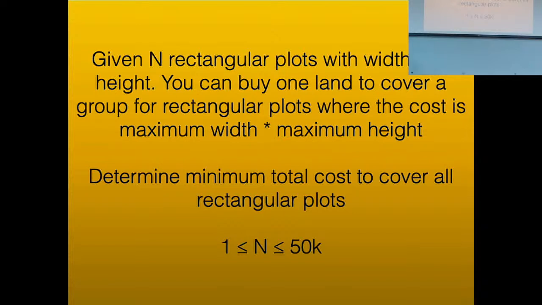If you pick i and j, the cost is going to be the height of i times the width of j, plus dp of j minus 1. So you just apply the convex hull trick. Okay. How do you eliminate the strictly smaller plots? How do you remove the plots that are strictly smaller than another plot?